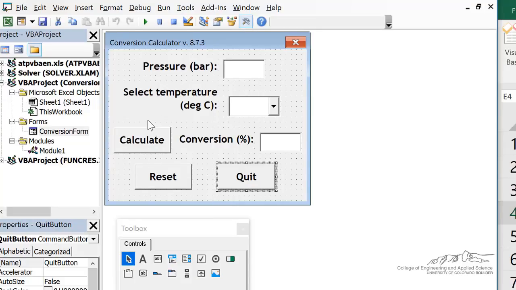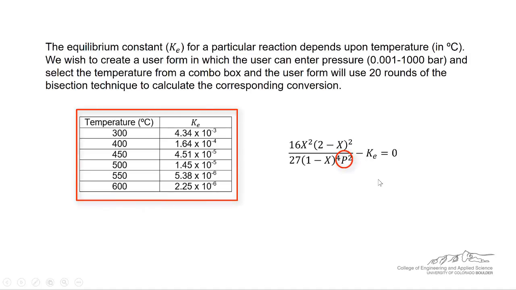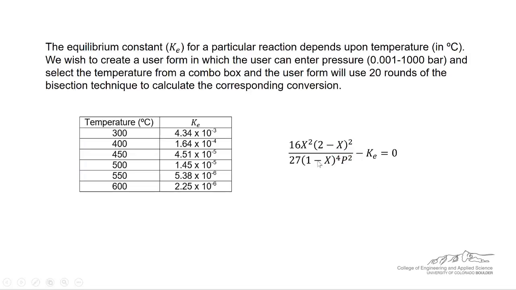We're going to have to use the bisection technique for this. Depending upon the temperature, that will govern the Ke. Pressure is entered into that pressure text box on the user form. So we're going to have P here, we're going to have Ke. This is an f of x equals 0 type problem where our x is the conversion.